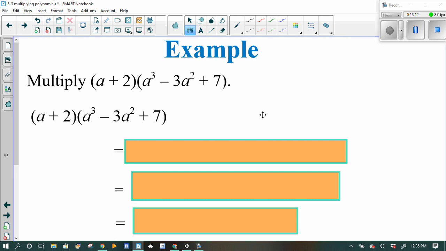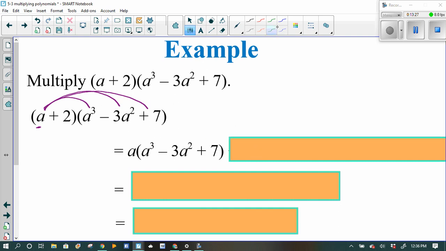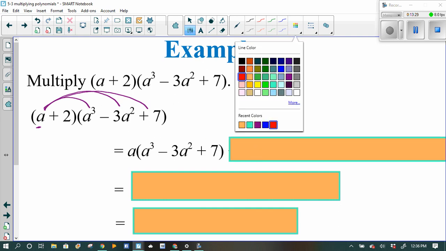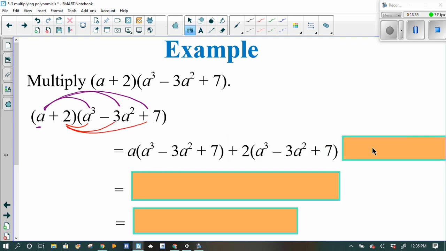Okay, same thing applies here. You're going to take your a and multiply it by every single piece, 1, 2, 3, just like if it were a monomial. So you would do it like this. And then you would take the second piece and multiply it by all 3 pieces. So you would have 2 times a cubed minus 3a squared plus 7.